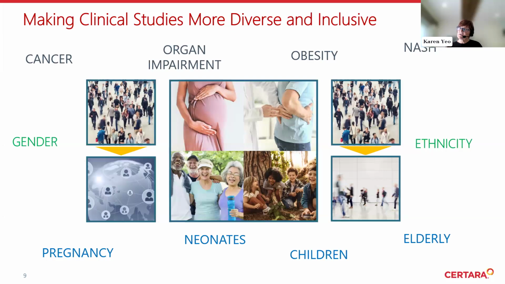So that's just talking about the basics of PBPK modeling. If we want to go ahead and make clinical studies more diverse and more inclusive, or look at different specific populations, then what we need to do is collect the data for these other populations. So you can see that there are cancer populations, organ impairment populations, also an obesity population and a specific NASH population. We can have a look at the gender effects, ethnicity effects, and also effects that reflect changing age or changing physiology, perhaps in children or pregnancy and also lactation as well.